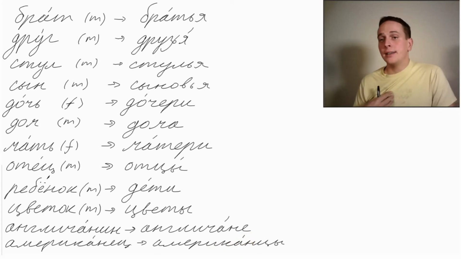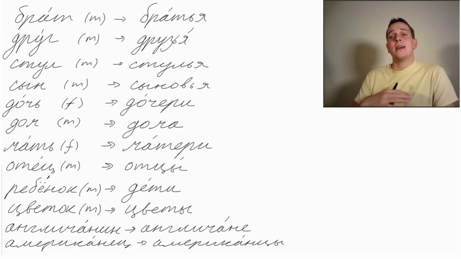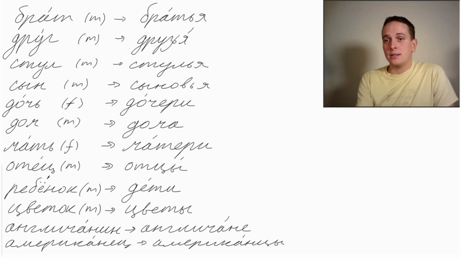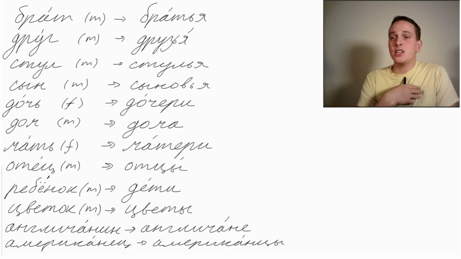Я американец. I'm American. Я не американец. I'm not an American. Мы американцы. We are Americans. Мы не американцы. Мы не англичане. Я не англичанин. Я англичанин. Мы не англичане.